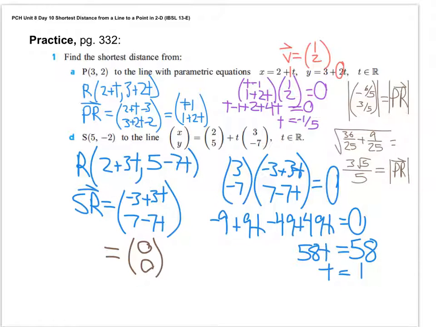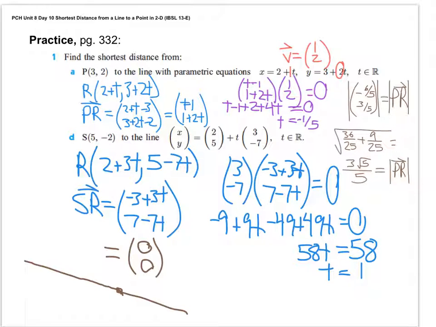So what's the shortest distance? It's nothing. 0. The shortest distance from the point to the line is 0 because we just found it on the line. Remember we're talking about a moving object. Here's 5, -2, and here's something moving along the path of the line. It's getting closer, closer, closer, and finally it hits it, and then now it's moving away. So the closest distance would be 0, because it actually hits the point.